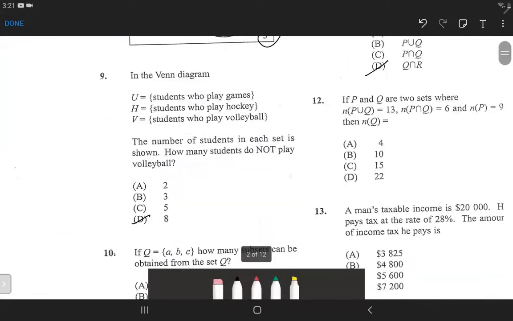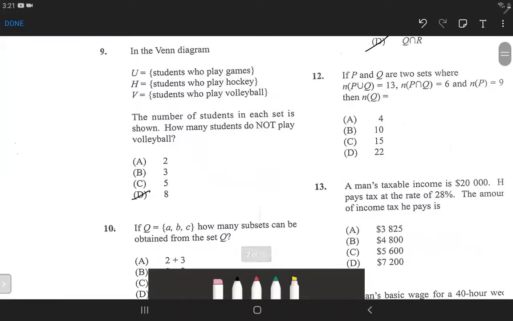Number 12, if P and Q are 2 sets where the number of P union Q is 13, the number of P intersect Q is 6, and the number of P is 9, then the number of Q is how much? Well, remember, n of P union Q is equal to the number of P plus the number of Q minus the number of P intersect Q.